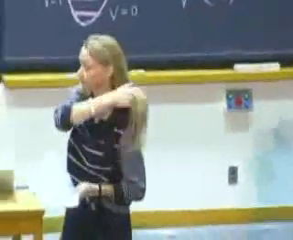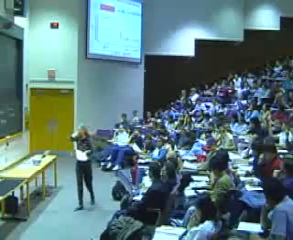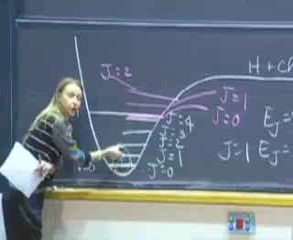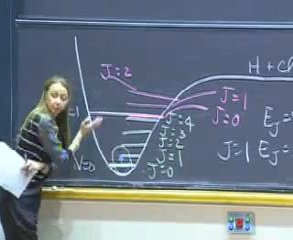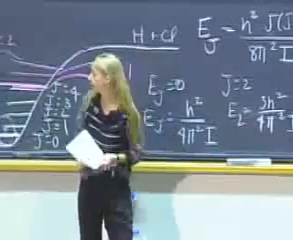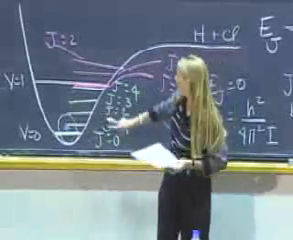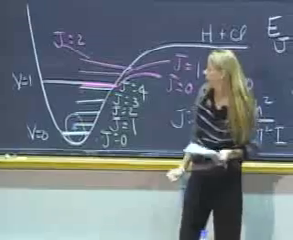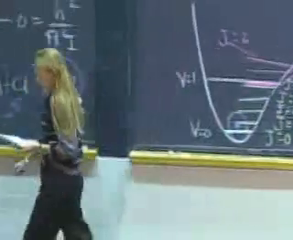Yes? I'm sorry? How did we get to the microwave range? We got into the microwave range here because the spacings between the rotational states are much lower than the spacings between the vibrational states. And I actually wanted to make that point here. We can calculate in terms of the energy what this spacing is. Let's do that.